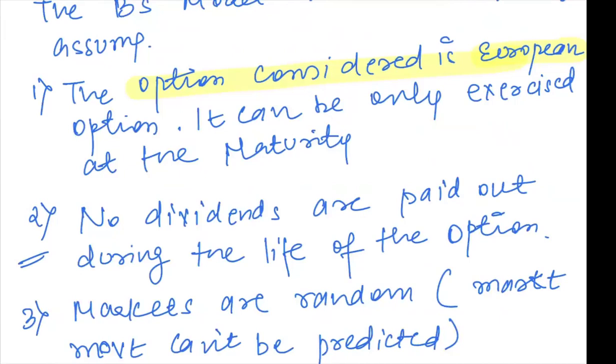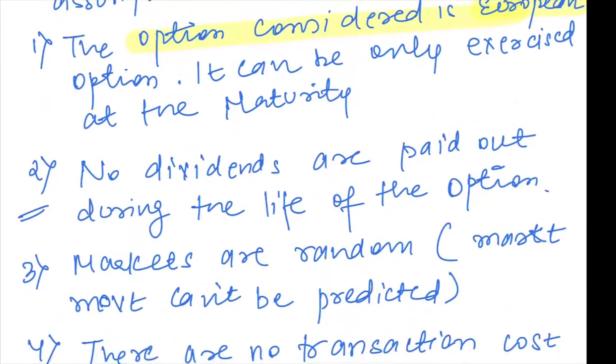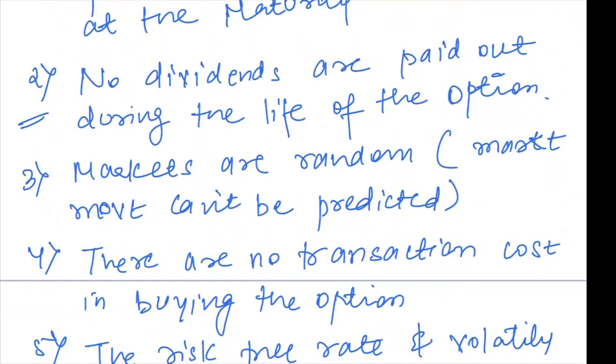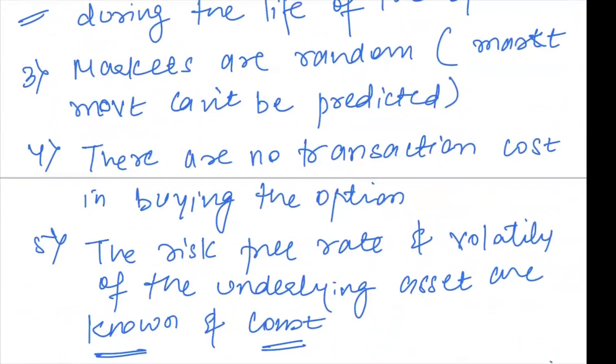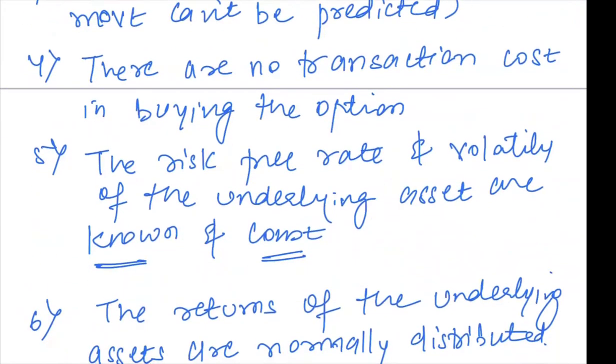No dividends are considered. This assumption was just to make the whole process easy, because when you enter into option contracts, there would be certain dividends that you will receive during the life cycle. So we assume that no dividends are paid out. Third, markets are random, which basically means that market movements cannot be predicted. Fourth is very straightforward: there are no transaction costs in buying the options.